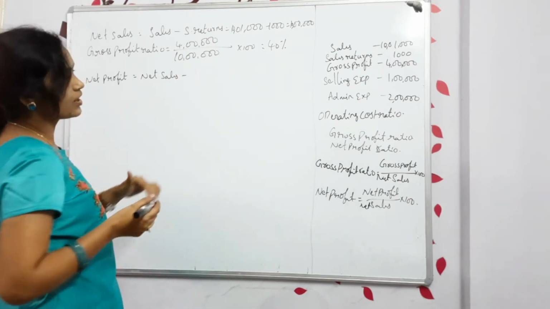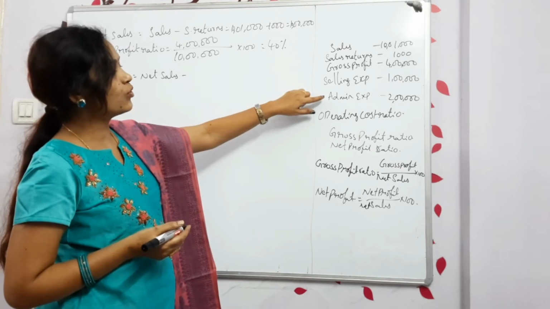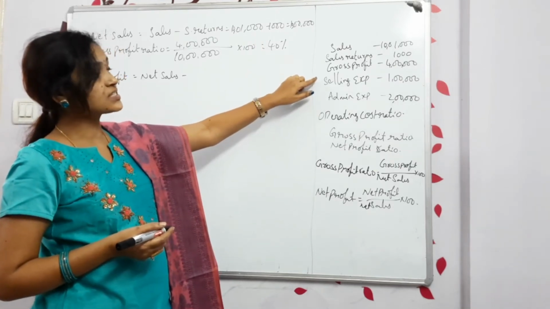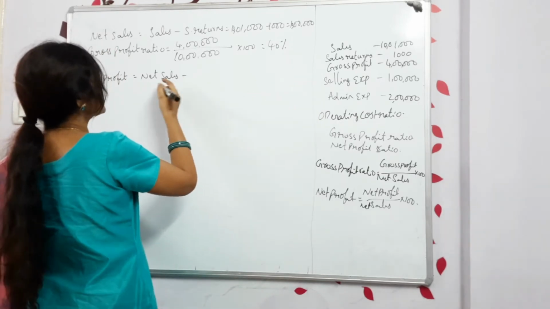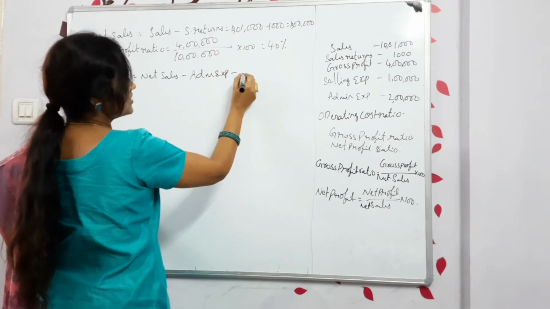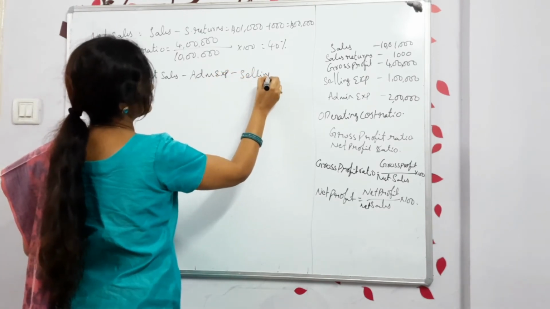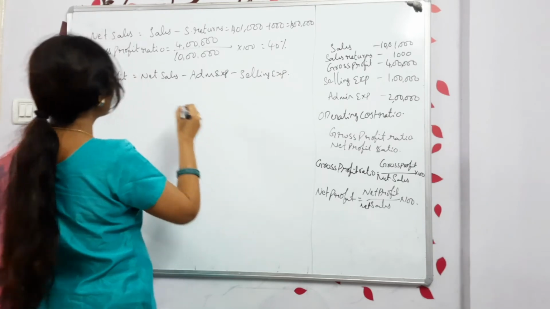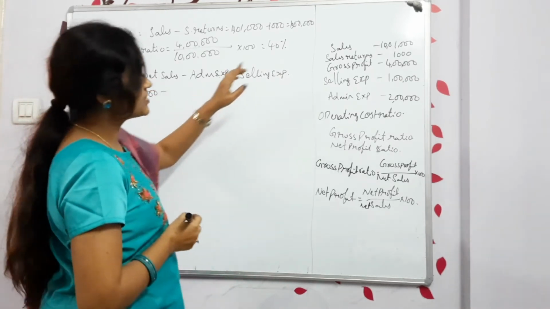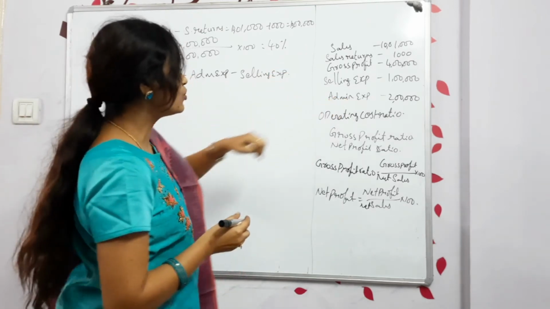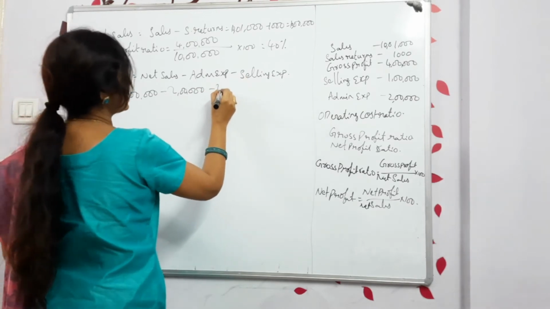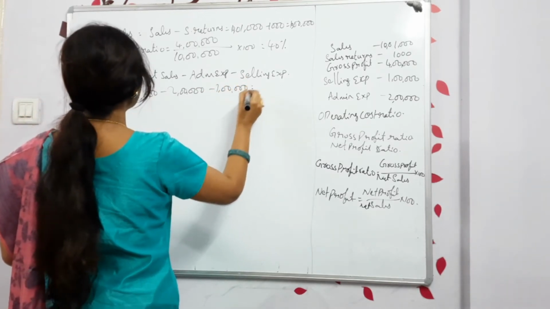Okay. So what are non-cash? There is no non-cash expenses, only indirect expenses we have, that is administrative expenses and selling expenses. So I am writing net sales minus administrative expenses minus selling expenses. How much you will get? Net sales 10 lakhs minus administrative expenses. How much they gave? 2 lakhs. Selling expenses 1 lakh. Then how much you will get?